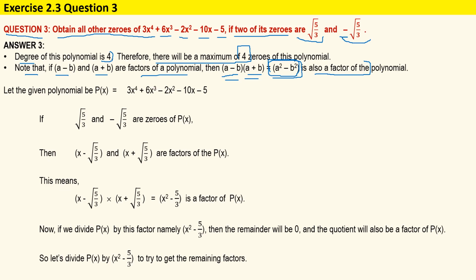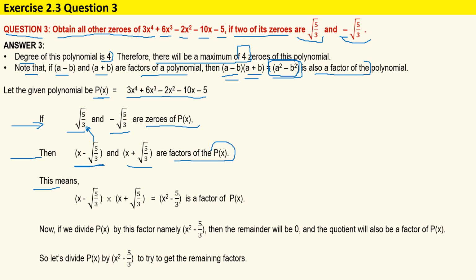So now let's start by writing our given polynomial as p(x), so that p(x) is equal to 3x raised to power 4 plus 6x cube minus 2x square minus 10x minus 5. And if square root of 5 by 3 and minus square root of 5 by 3 are zeros of the polynomial p(x), then, getting square root of 5 by 3 from here because that is one of the zeros, we can say that x minus square root of 5 by 3 and x plus square root of 5 by 3 are factors of polynomial p(x).